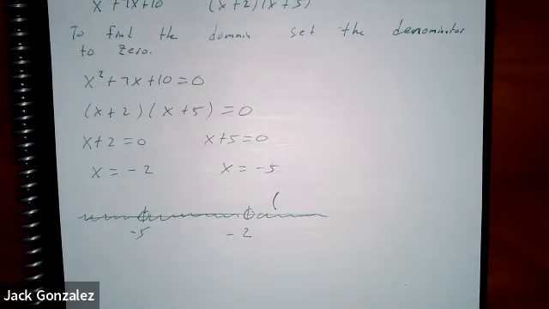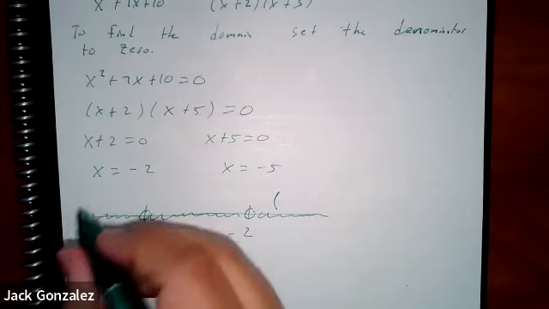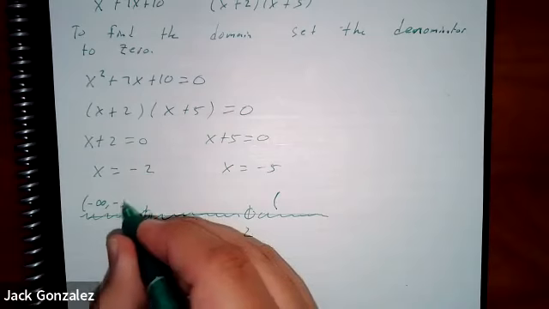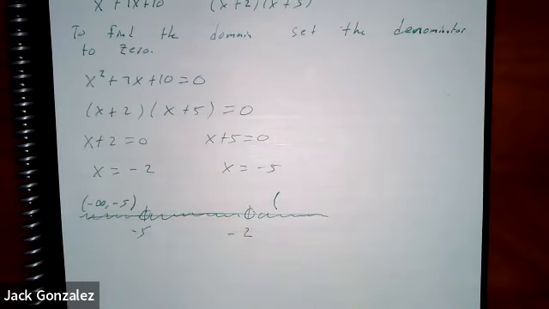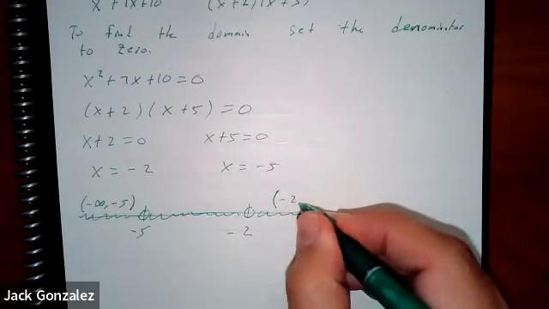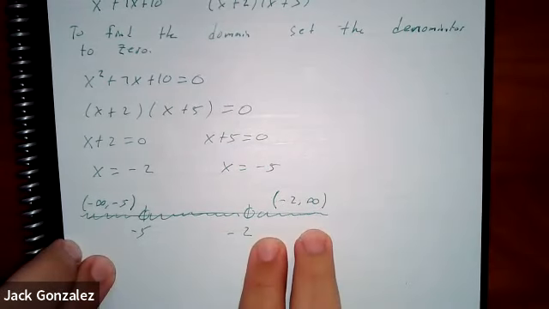So anything has to be negative infinity. Yeah, that's what I'm saying, to -5 for before this. But we don't put any parentheses on the -5 because it's not included. -2 to infinity for everything after. So we got 2 sections taken care of.